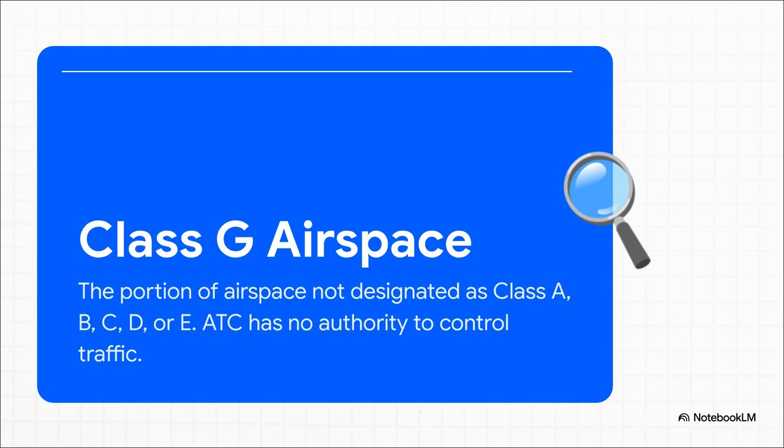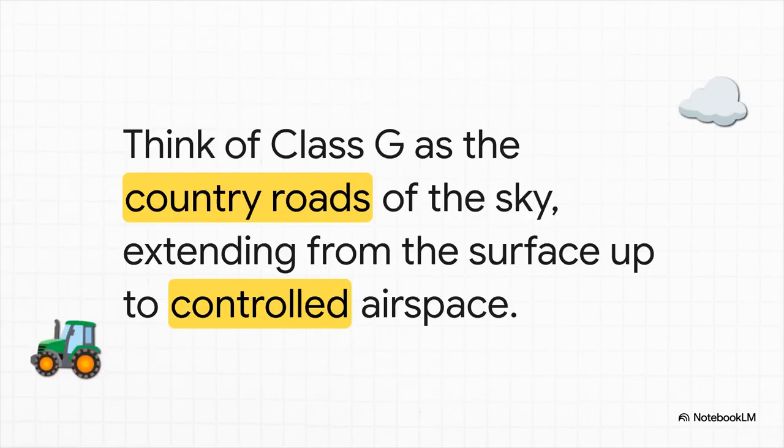It is literally uncontrolled. The absolute best way to picture Class G is to think of it as the country roads of the sky. You know, traffic is really light, the rules are pretty minimal, and it's just wide open space. It usually goes from the ground right up to where the more organized, controlled airspace begins.